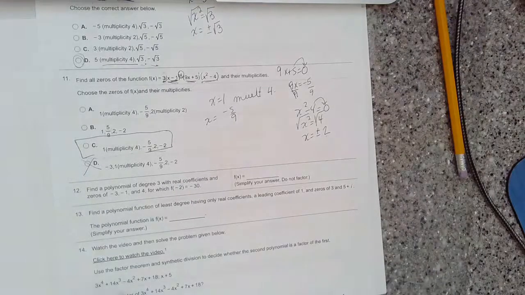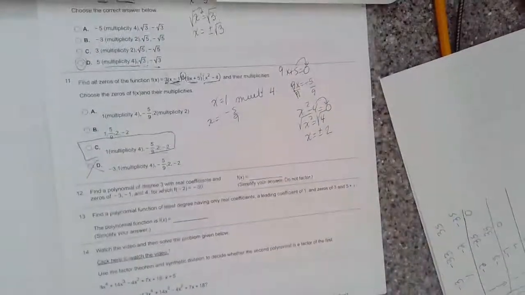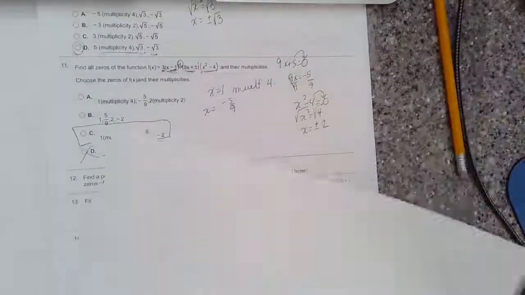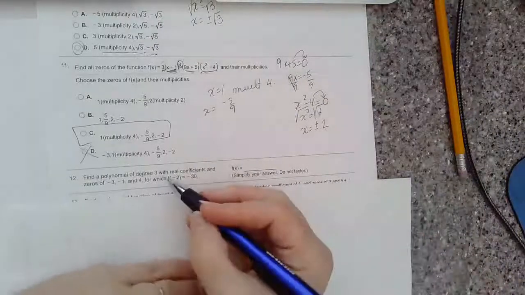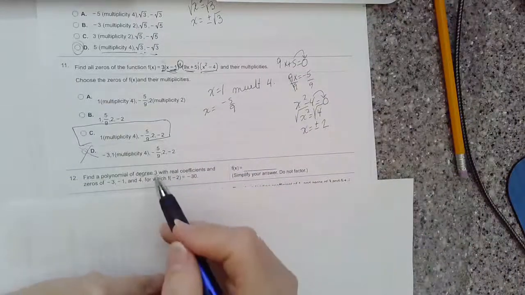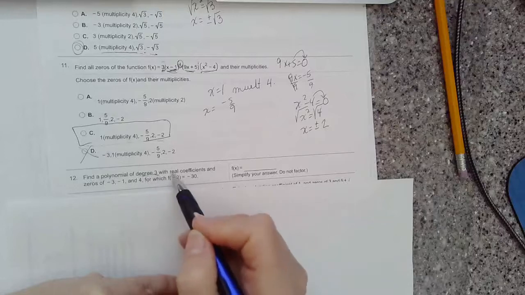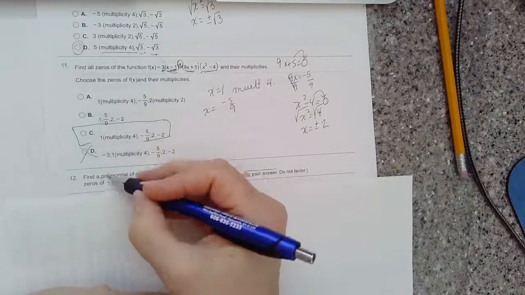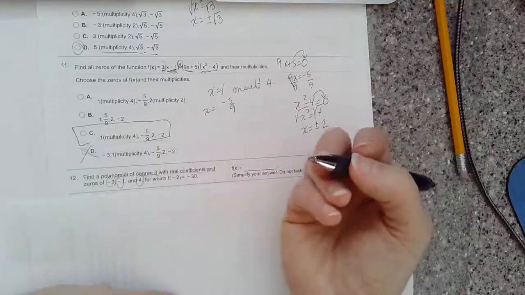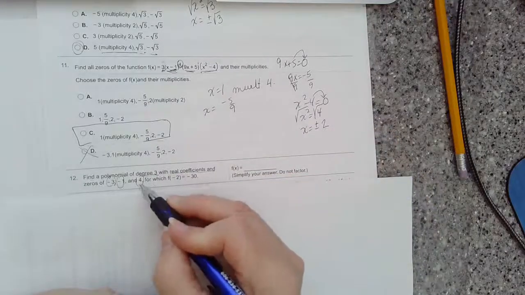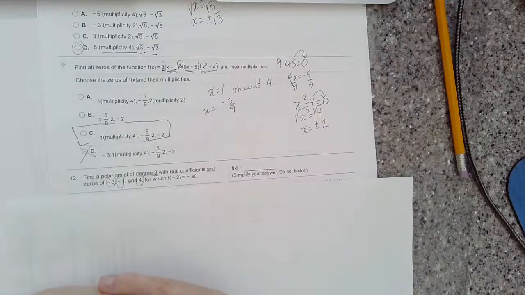Number 12, we're going to work backwards and actually find the polynomial of degree 3. So there's no big multiplicity there. It's degree 3 with real coefficients with these 3 zeros. And that's why I say there's no repeated zeros, because 1, 2, 3, degree 3 solutions. So that will look like x plus 3, x plus 1, and x minus 4.